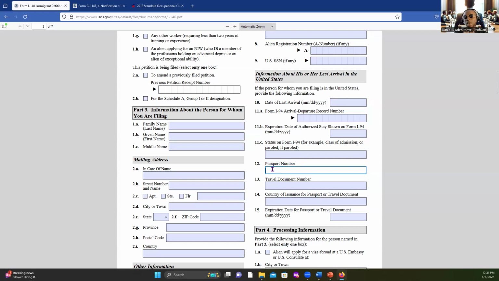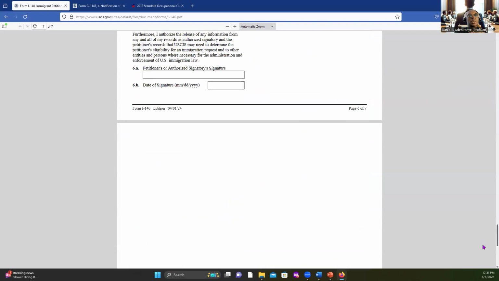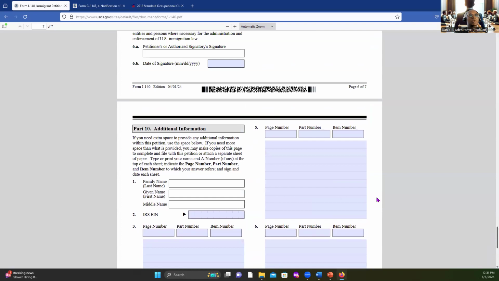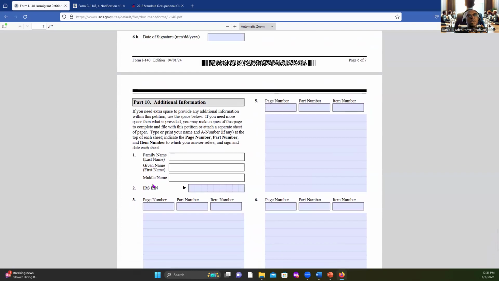The advice I will give to you is that on page 7 of 7 of your Form I-140, which is additional information, if you go to the additional information page, part 10, you can reference that particular page number 3 and the part number and the item number, and if you have supplied an expired passport number there, then put the new passport number in this question 3 of additional information.